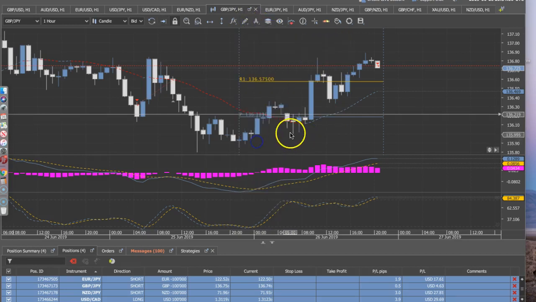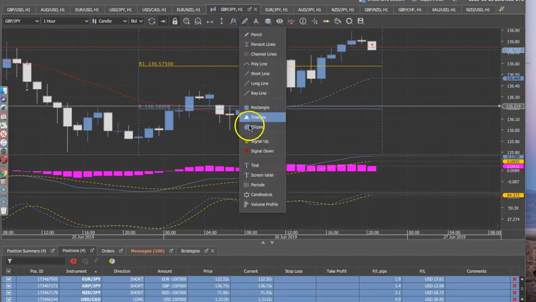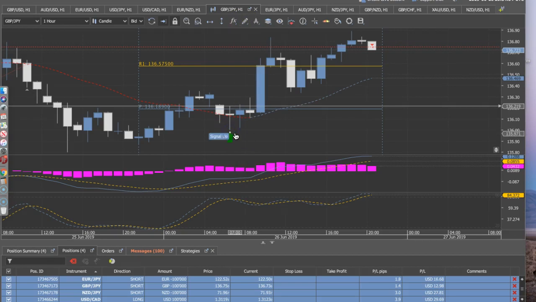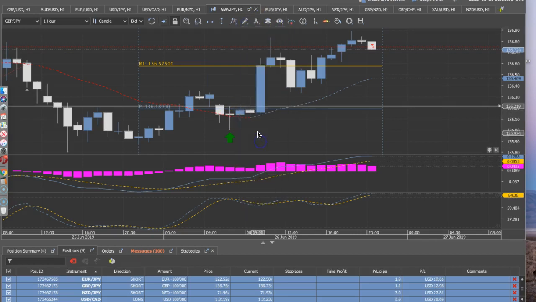When you have a spinning top or a doji, which is an indecision candle, and the next candle's body closes above the indecision candle, let's highlight that. There's the indecision candle, and this candle closes above. That's your buy trigger on a 1 hour chart. You can do this on any time frame. I like using this on a 1 hour chart.